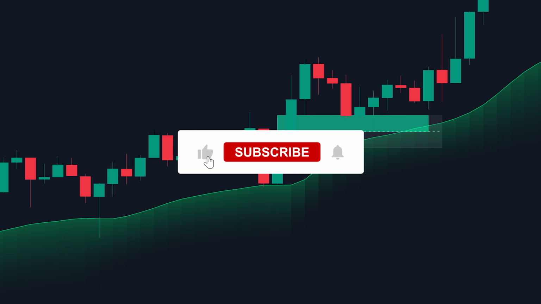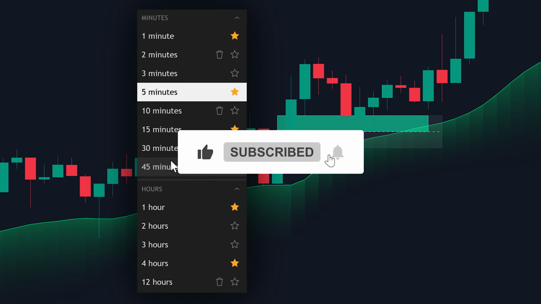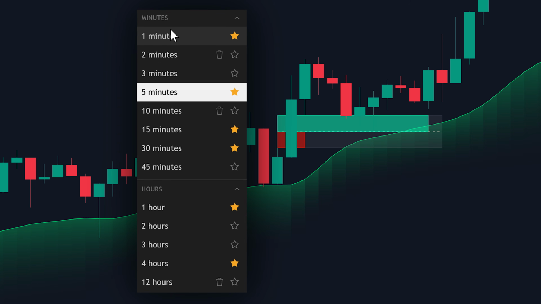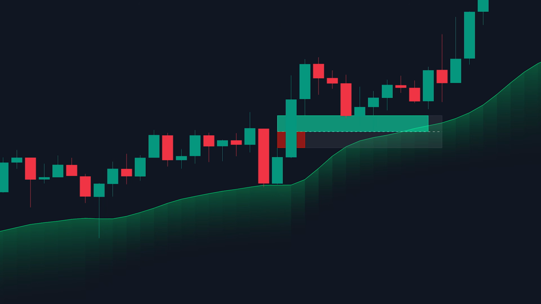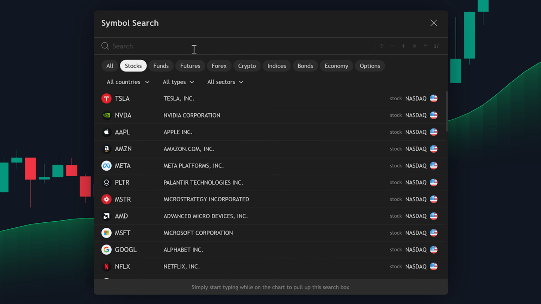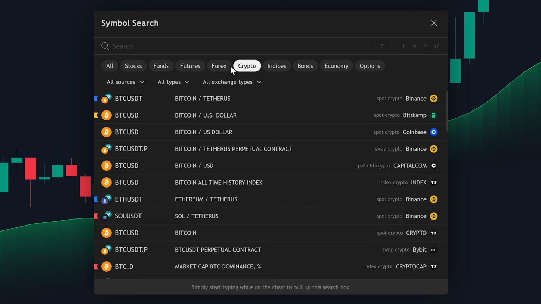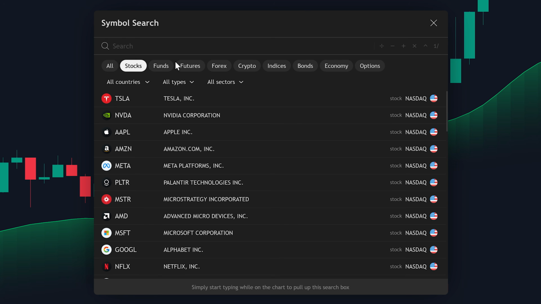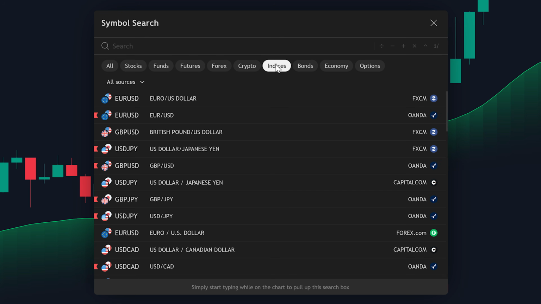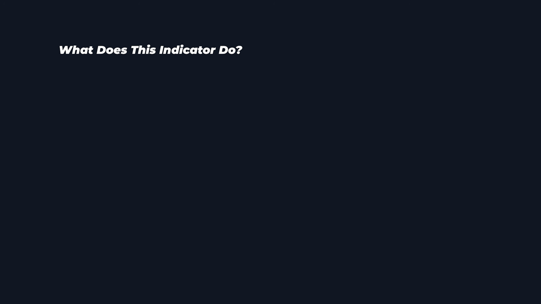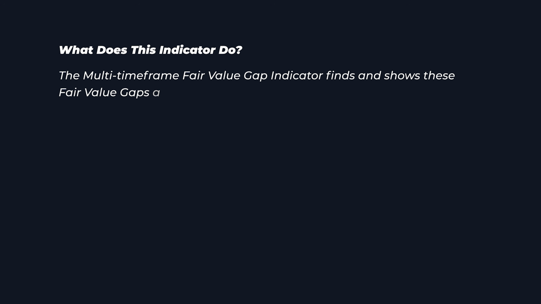One good thing about this indicator is that it works on any time frame, whether you're trading on the 1 minute, 1 hour, or daily chart. It also works with any market. You can use it for crypto, stocks, Forex, or even indices. What does this indicator do? The multi-timeframe fair value gap indicator finds and shows these fair value gaps automatically, so you don't need to draw them manually.